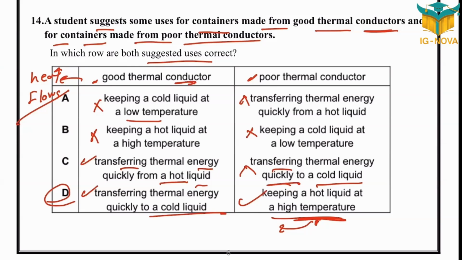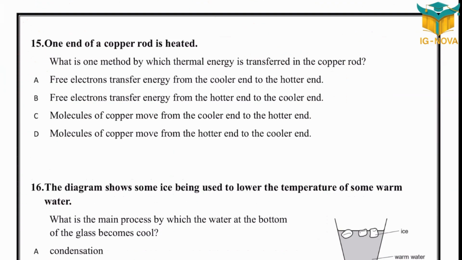Just read the question, explain it to yourself with your mind, and you're going to find the answer, inshallah. One end of a copper rod is heated. We have here a copper rod and it's heated here. So what is the method by which thermal energy is transferred in a copper rod?